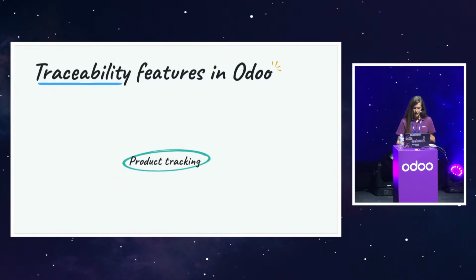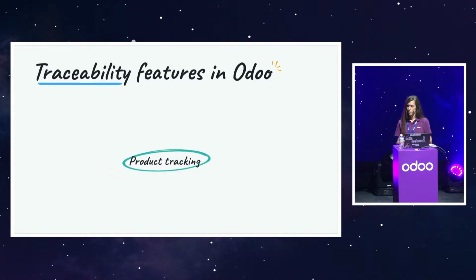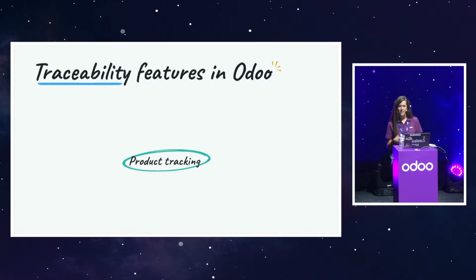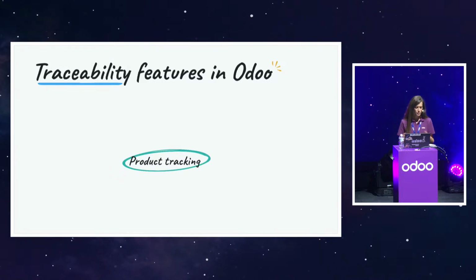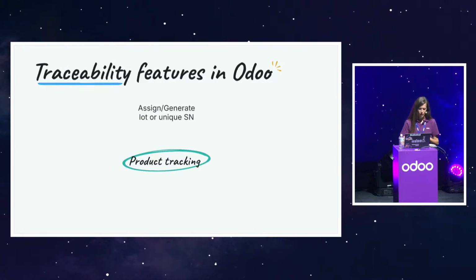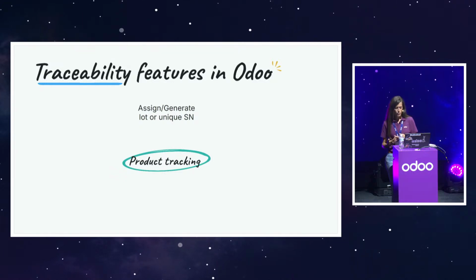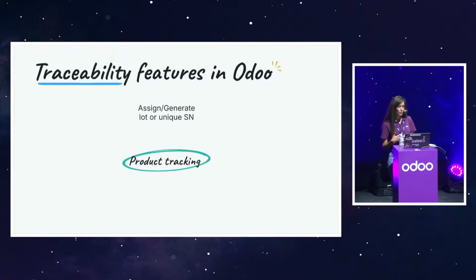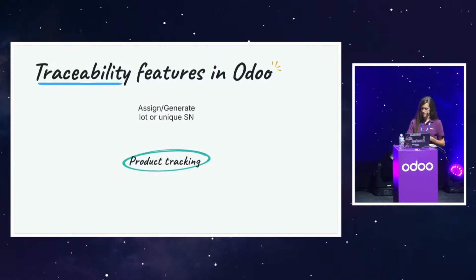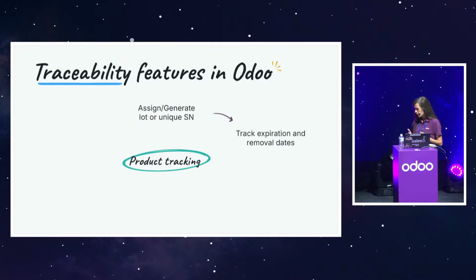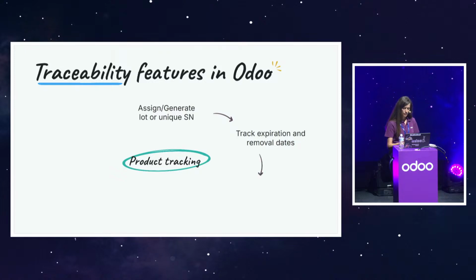All right, so I am certain that many of you are already familiar with Odoo standard traceability features and how we can leverage these features in a manufacturing flow. But for those of you who are not, here's a quick overview. We can, of course, assign lots or serial numbers to products upon receipt. We can even mass generate them automatically, which is very handy when you're dealing with large quantities. We can track expiration dates and removal dates if needed.